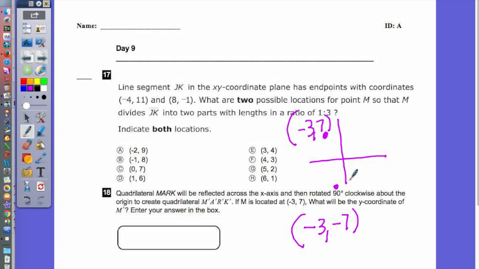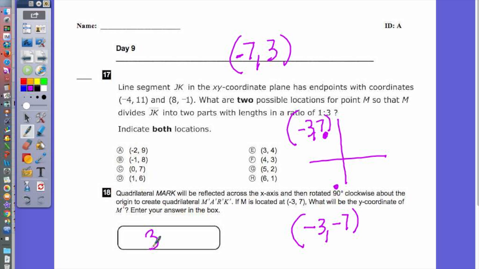Now, personally, what I do is I would say 90 clockwise is going to end up back in this quadrant, right? But I know that every time I switch quadrants, my digits flip-flop. So I would know that I'm dealing with 7 and 3. And if I'm in quadrant 2, that's -7, +3. That's how I would do it.